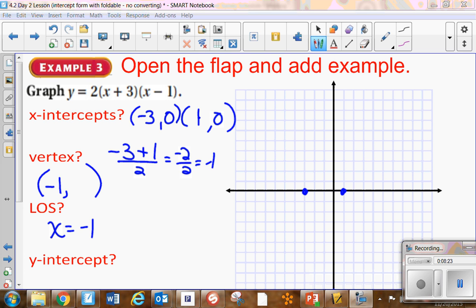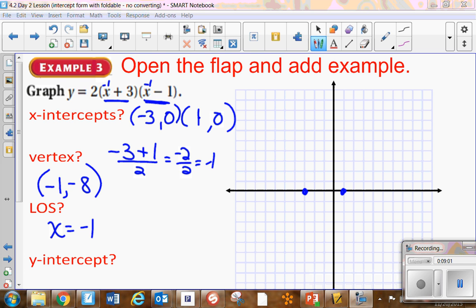So let's find the y of the vertex. Plug our -1 in for x. That will give us a 2 here, a -2 here. Wait, do that again? Okay. Plug the -1 in here for x. -1 plus 3 is a +2. -1 minus 1 is a -2. Okay. So +2 times -2 is -4, times 2 is -8.